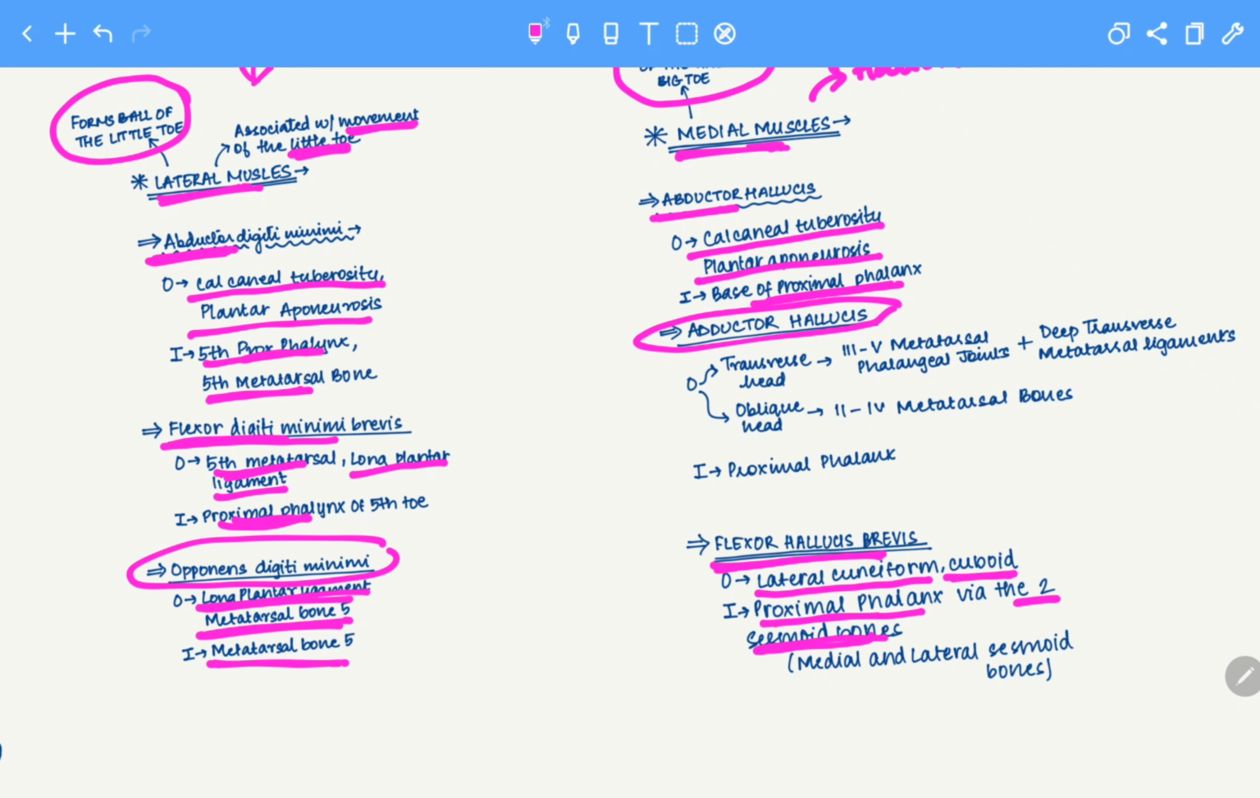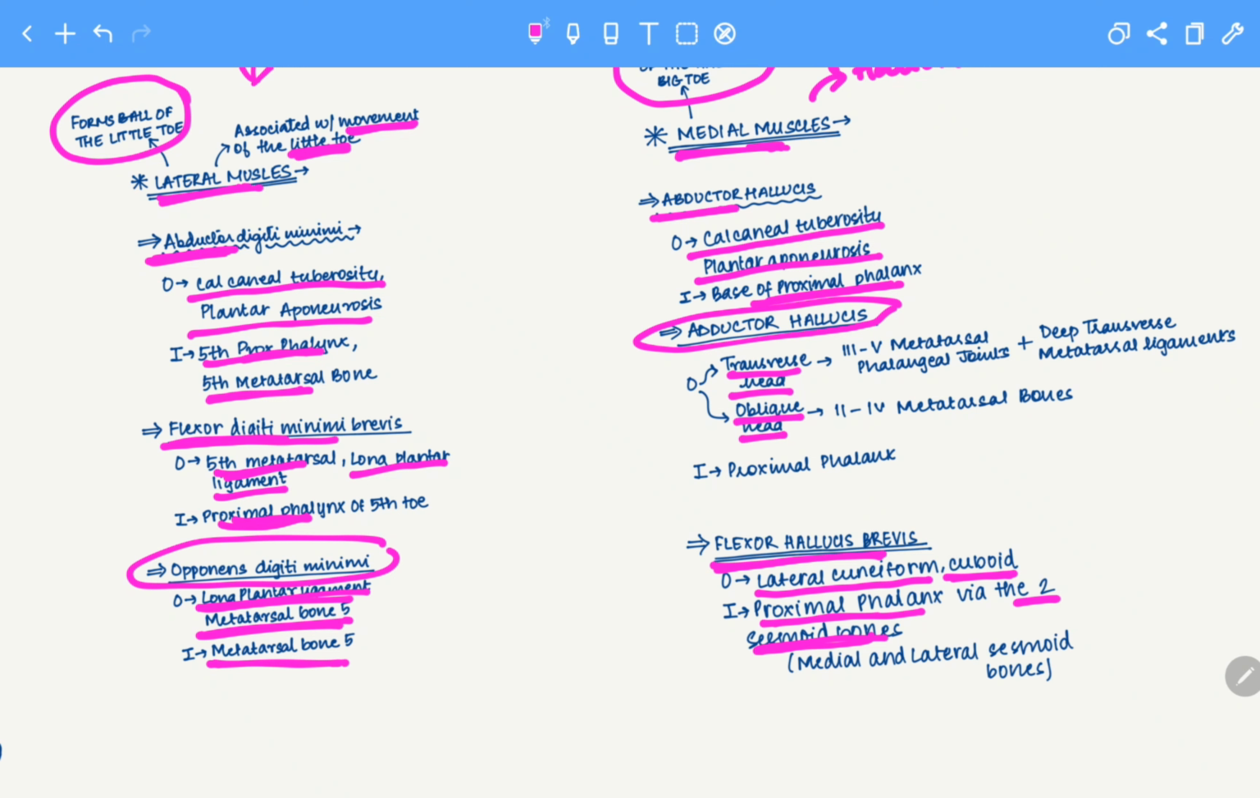Next, we have the adductor hallucis. Now, if you remember the adductor pollicis from the thenar musculature, the adductor pollicis also has two heads, a transverse head and an oblique head. Similarly, the adductor hallucis will also have two heads, a transverse head as well as an oblique head.